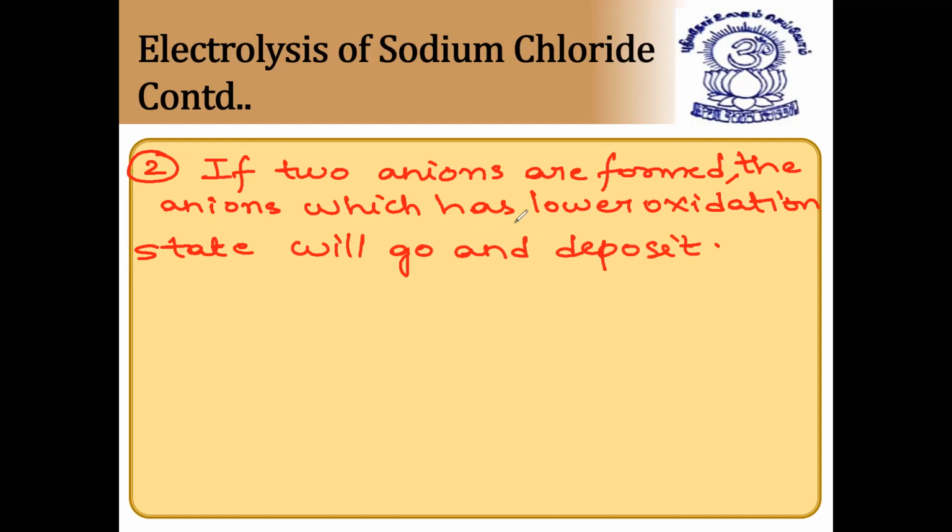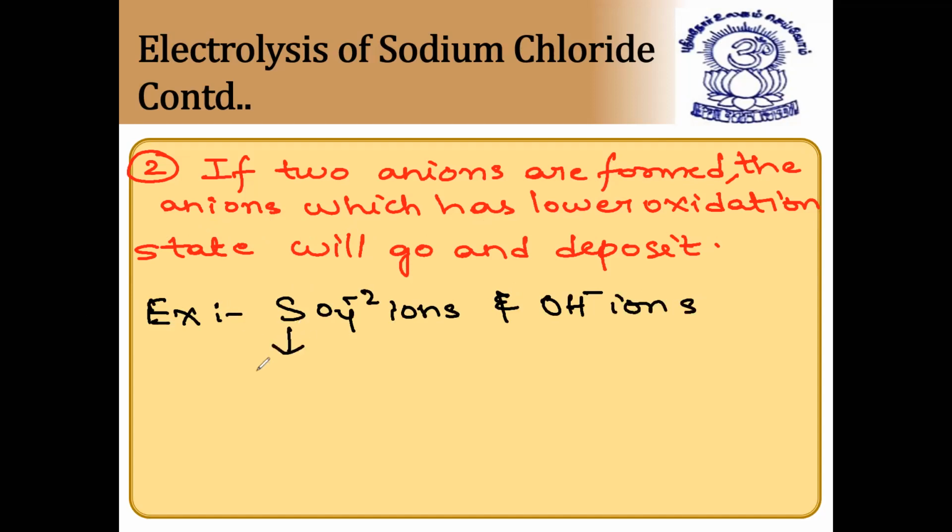So example, in between sulfate ions and OH minus ions, because from water we get OH minus ions, and from zinc sulfate we get sulfate ions. The oxidation state of sulfur is +6 and oxygen is -2. Already we know it. So OH minus ions will go to anode instead of sulfate ions. Sulfate ions will remain in the solution only. When OH minus ions go to anode, the product is oxygen. Similarly, when H+ ions go to cathode, the product is hydrogen.